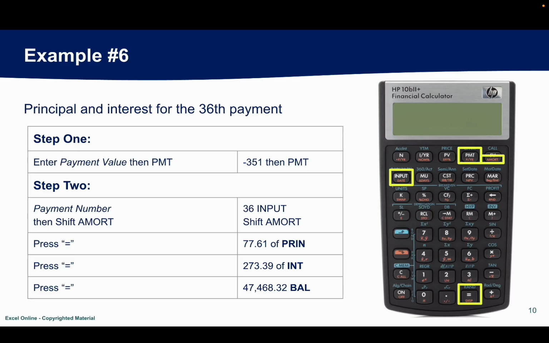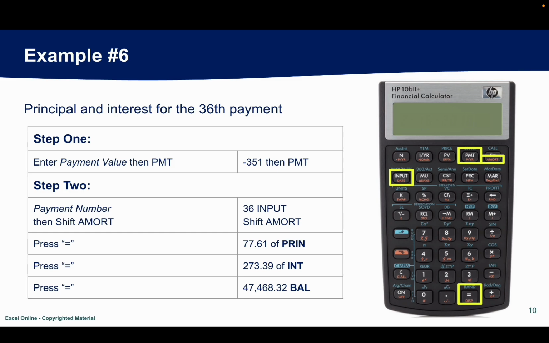Now for the outstanding balance, you'll see it makes no difference which way we get the answer. It is the same. We can see the range of payments by pressing 1, input, 36, shift, then amort, or just the 36th payment by pressing 36, input, shift, amort. It will be the same OSB because both are after payment number 36. The same amount will be outstanding.